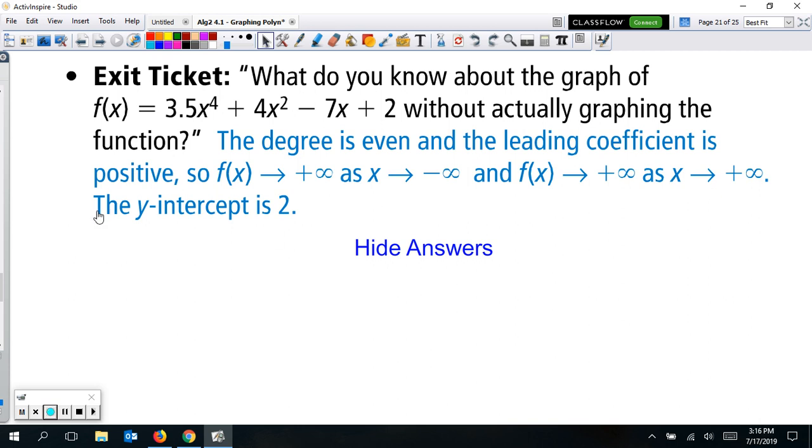You could also tell me that the y-intercept is 2. Now, you may not have remembered that, but you can tell me that because if you plug in 0 for x, you're going to get 2, and that would be the y-intercept. Your constant number back here is always your y-intercept.